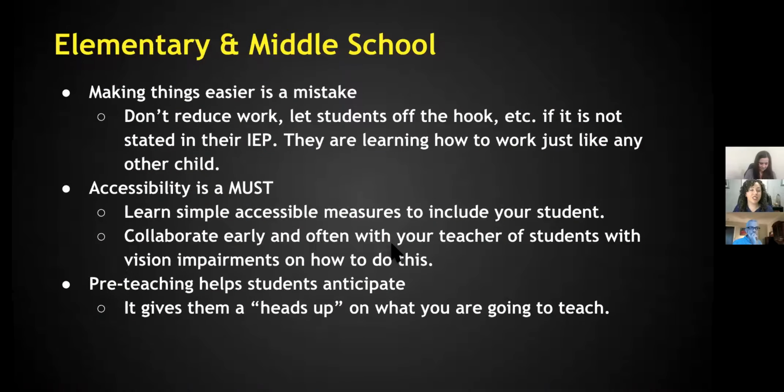So strategies that we would use for elementary and middle school. Again, we could use this everywhere. And are you laughing? The very first thing I have on my slide is making things easier is a mistake. We call it the B for blindness. The kid deserved an F, but you gave him a B because he was blind. So don't reduce their work. Don't let them off the hook, etc. if it is not stated in their IEP.